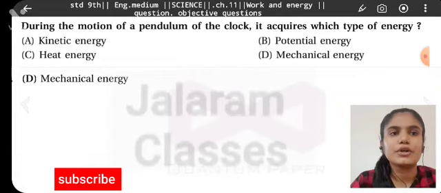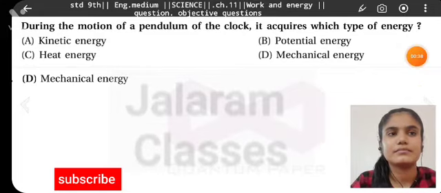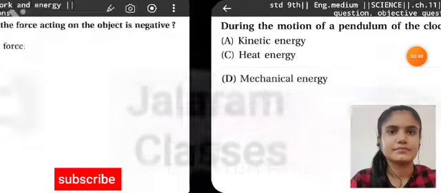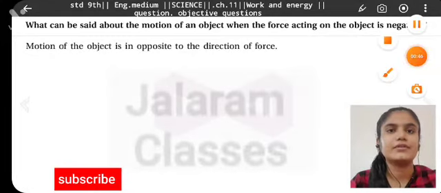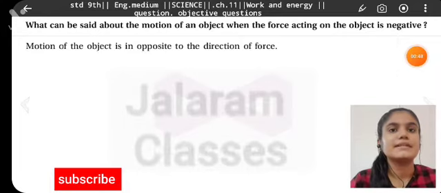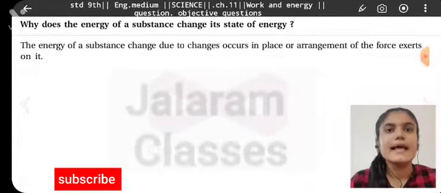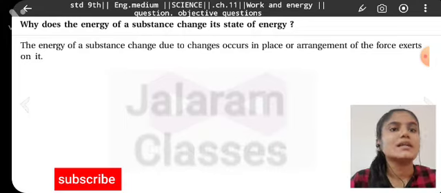During the motion of the pendulum of a clock, it acquires which type of energy? Mechanical energy. What can be said about the motion of an object when the force acting on the object is negative? Motion of the object is in the direction opposite to the force. Why does the energy of a substance change its state of energy? The energy of a substance changes due to changes that occur in place or arrangement under the force exerted on it.